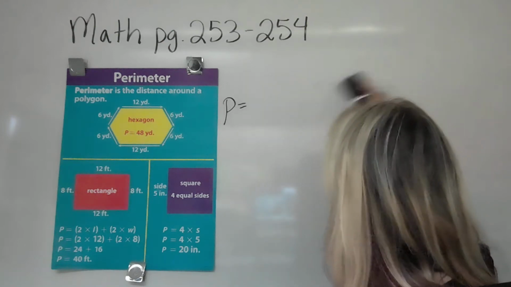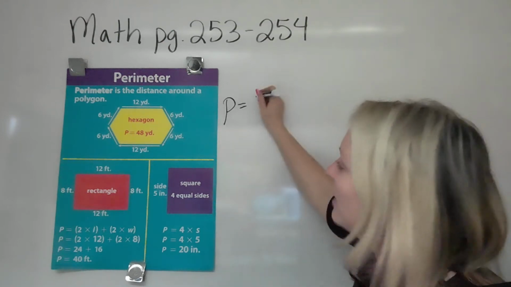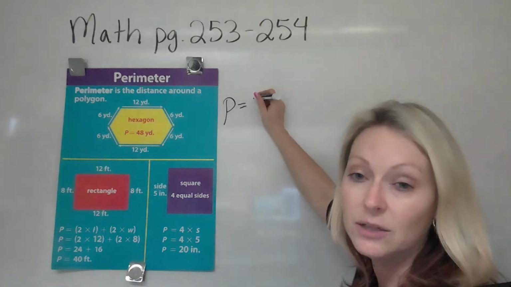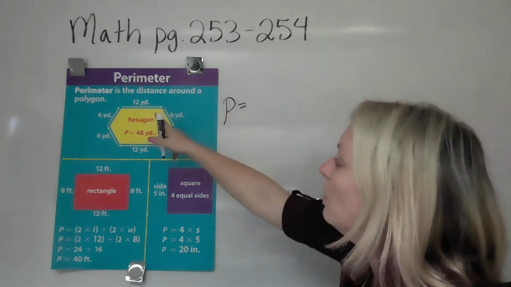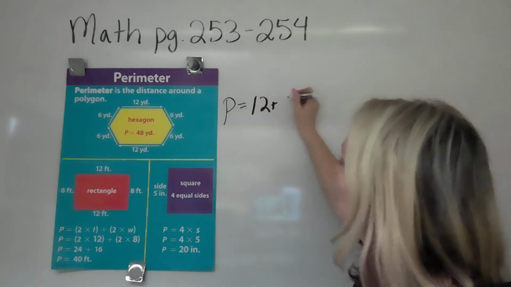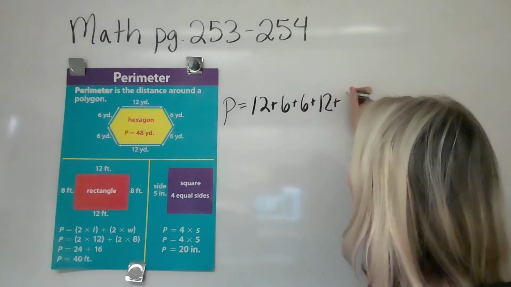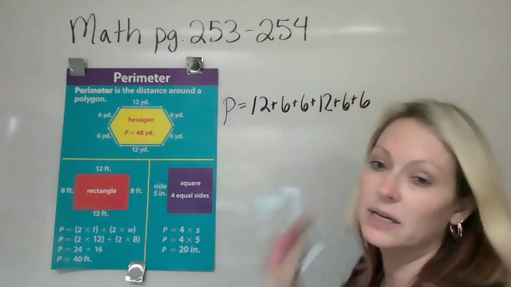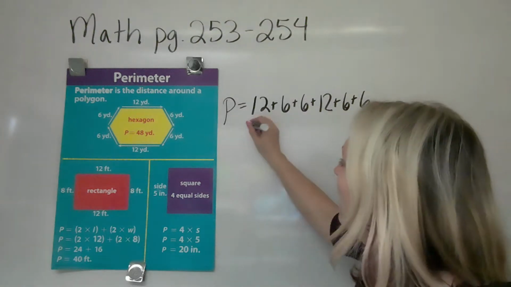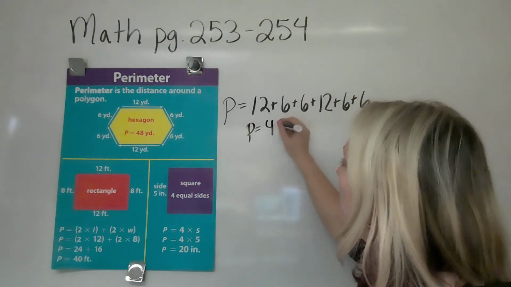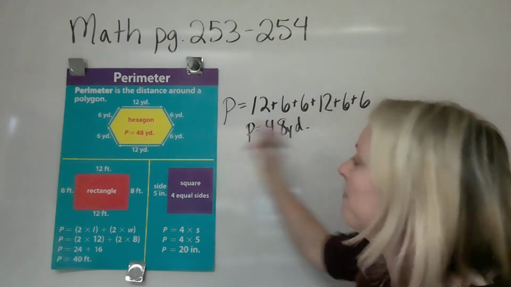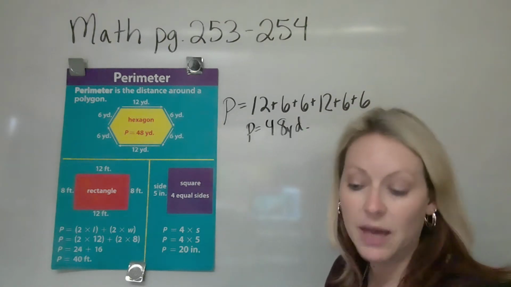Most of the time with these unique shapes, you're just going to add every single side together. So you would have 12 plus 6 plus 6 plus 12 plus 6 plus 6. And then what would you get? P equals 48 yards, right? If you were to add those all up together.